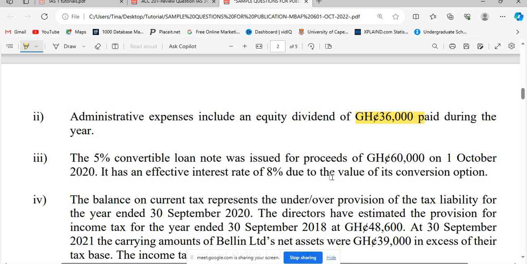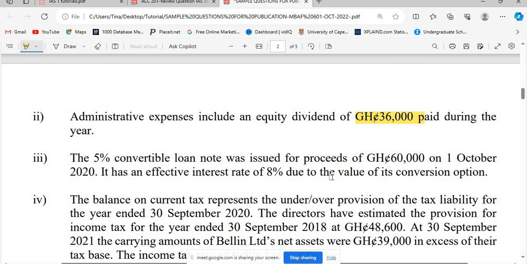The standard should be IAS, is it 36? No, 38. IAS 38. Okay. Intangible assets. Okay, that's your opinion. So, is there any other? Thank you very much for that. Who else? Convertible loan notes was issued for proceeds of 60,000.